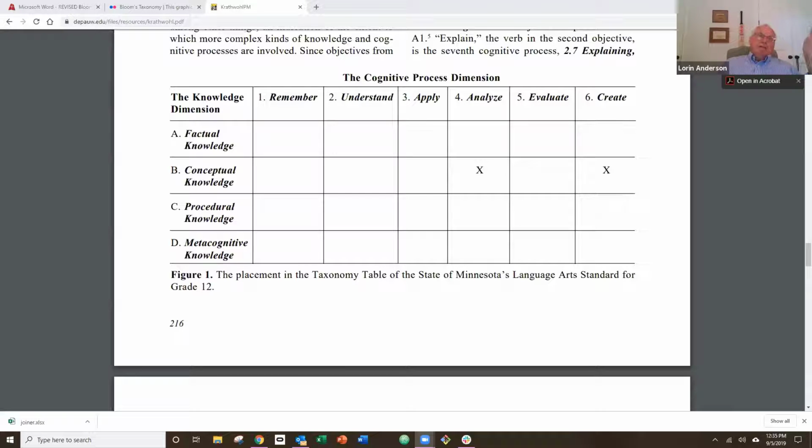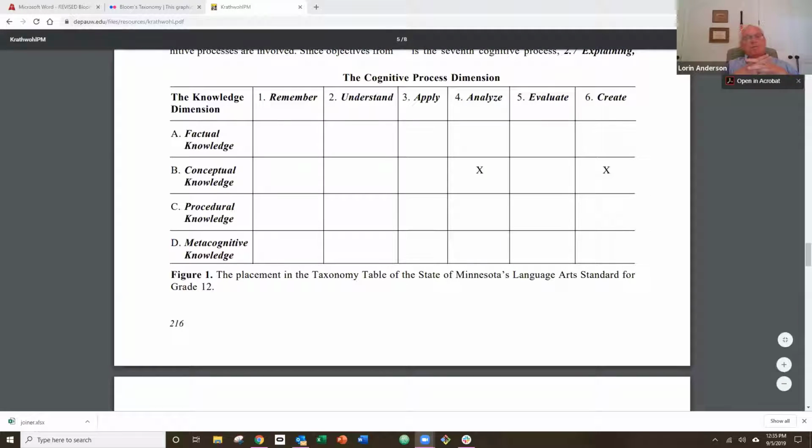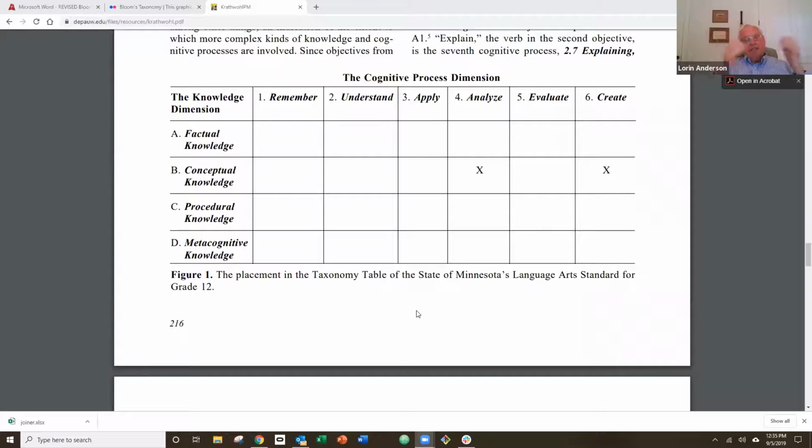Between 1956 and 1990, a lot of work was done in what's called cognitive psychology or cognitive science, and they came up with knowledge categories that transcend subject matter. And the four that you see are the four that we talked about. There's factual knowledge, which is basically knowing the basics, the terminology, the facts. State capitals are factual knowledge. Presidents of the United States are factual knowledge.